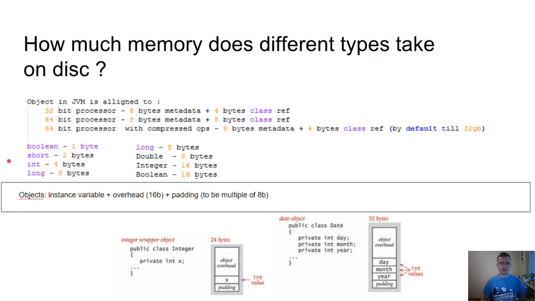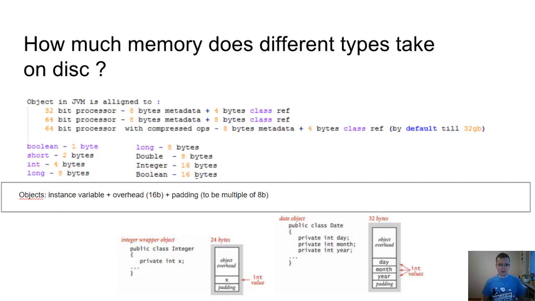Okay, so let's have a short look at how much memory each type takes. Boolean is 1 byte. We have short, int, long, and Integer, which is 16 bytes. So you see that int is 4 bytes, Integer 16 bytes. So whenever you can, use int to save some memory.